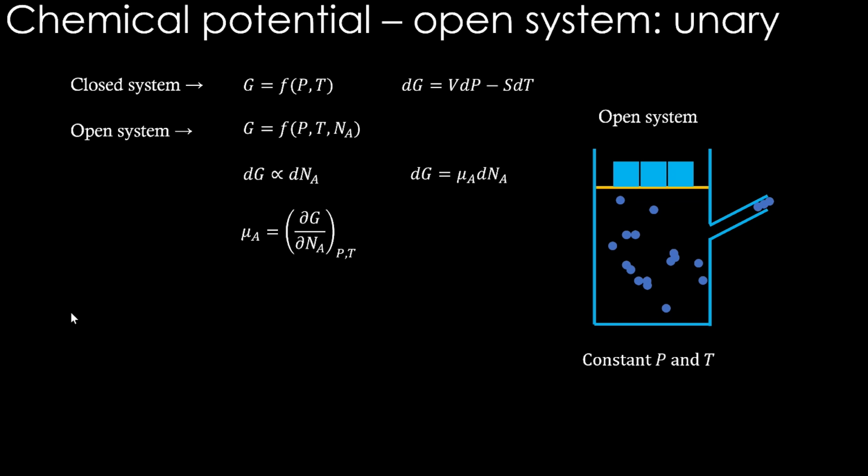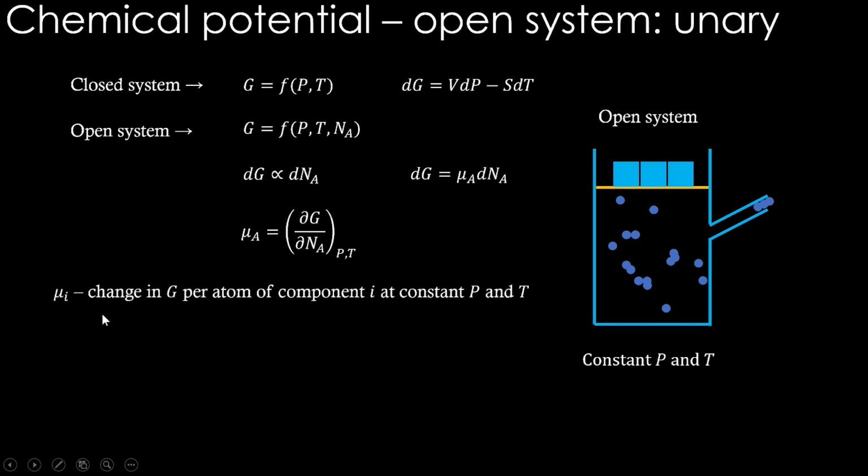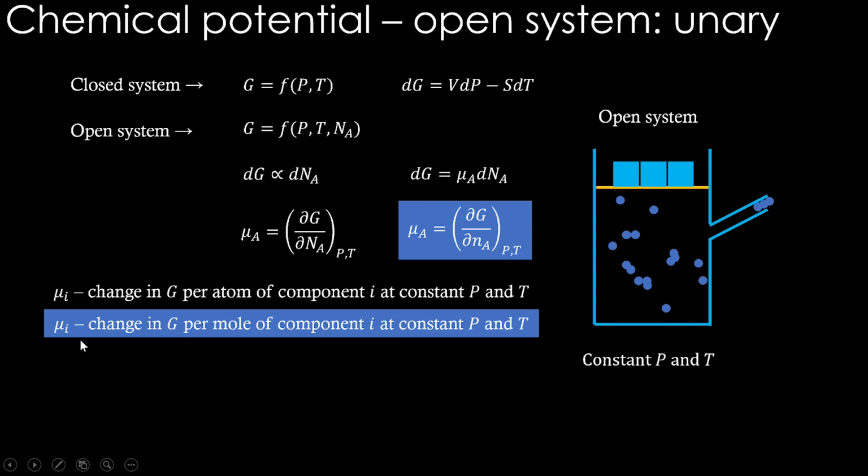So if we generalize this for any component i, the change in G per atom of component i at constant pressure and temperature is the chemical potential of i. Or more practically, we will be using this mu A as a function of the number of moles of A rather than the number of atoms of A. So this is more useful. So therefore mu i we can write as the change in Gibbs energy per mole of component i at constant pressure and temperature.